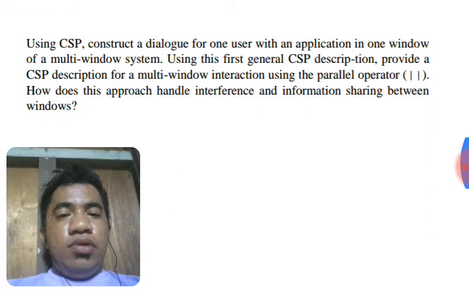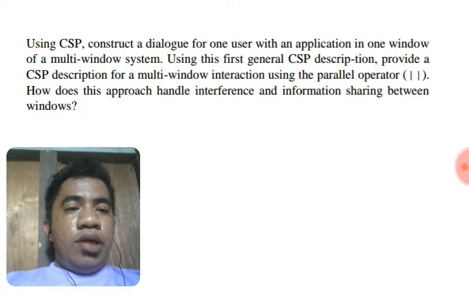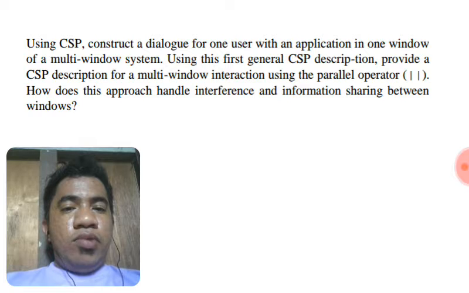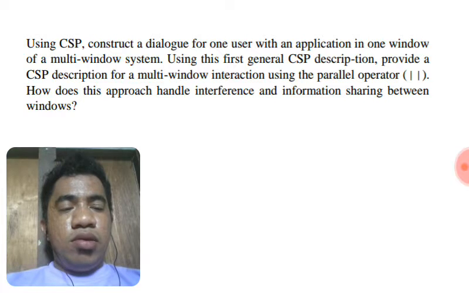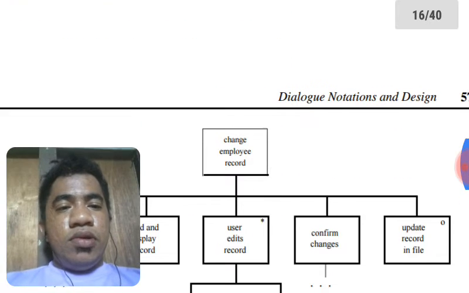Exercise 8.4. Using GSP, construct a dialog for one user with an application in one window or a multi-window system. First, a general GSP description. Provide a GSP description for multi-window interaction using a parallel operator. How does this approach handle interface and information sharing between windows?